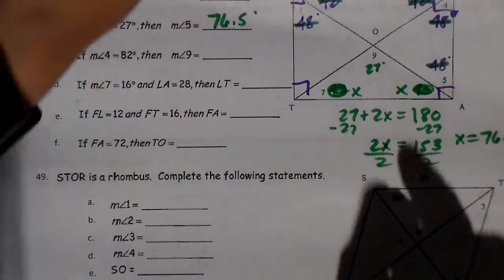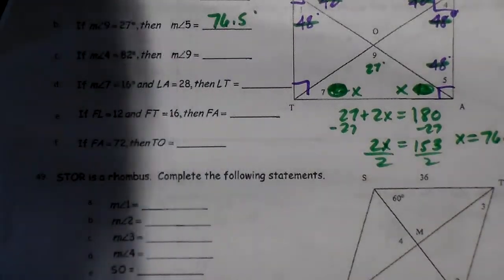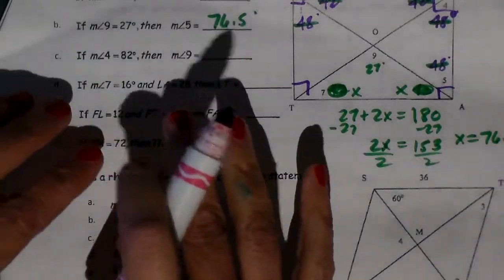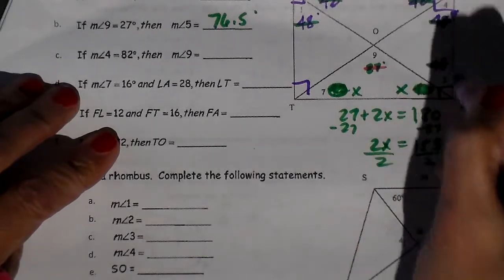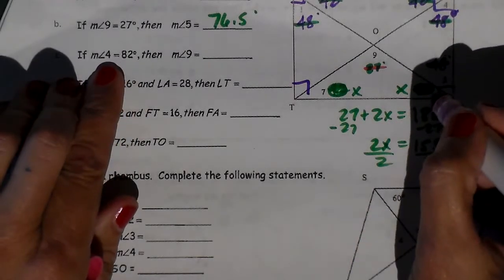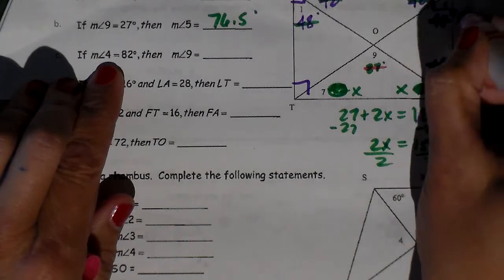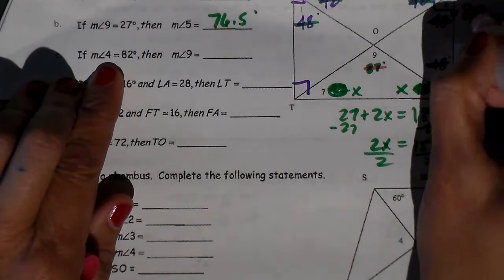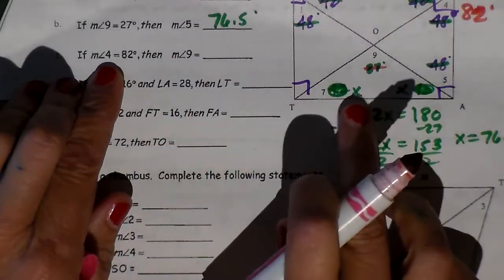Okay? So now it starts you over again. That's the hard thing about me sitting here using all these colors. All right, let's start over again. So I'm going to cross out everything again. The measure of angle 4 is 82. If 4 is 82, sorry, what's 9?